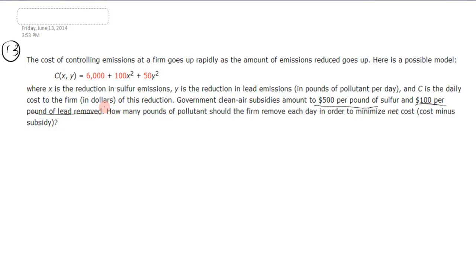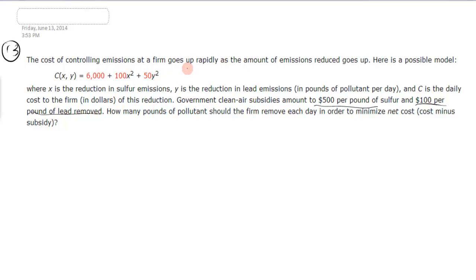So for example, if you buy a brand new energy efficient pool pump, the government will give you a quote-unquote subsidy of $100 so you get $100 back from the government, to encourage you to buy a new energy efficient pool pump. Businesses have the same thing, where the government will give them subsidies to help encourage them to be a cleaner company. So you need to work the $500 per pound of sulfur and $100 per pound of lead into this equation.